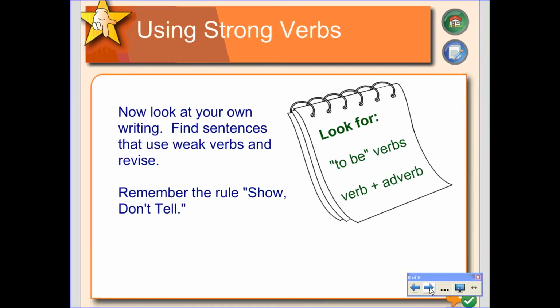All right, so to sum up, when we use strong verbs in our writing, we try to put the reader in the place that you actually are writing about. So look at your own writing, look for sentences that use weak verbs, and revise them. And remember that classic rule, show, don't tell. Don't just say what's happening, but really involve the reader in what you're doing.